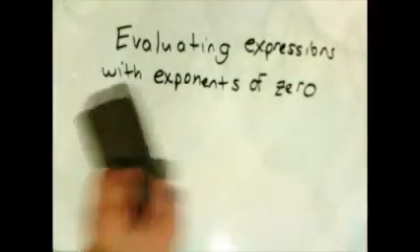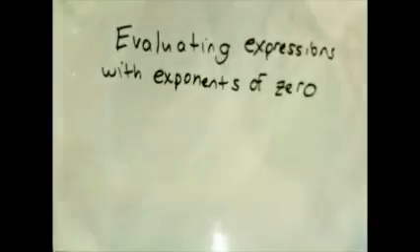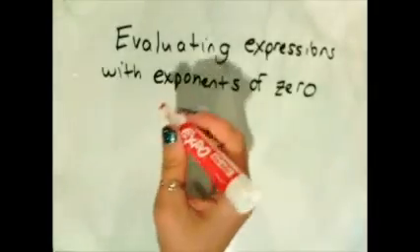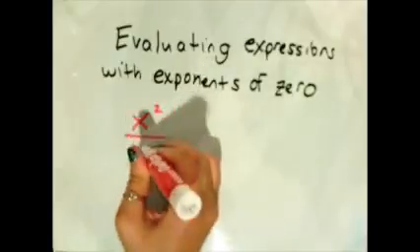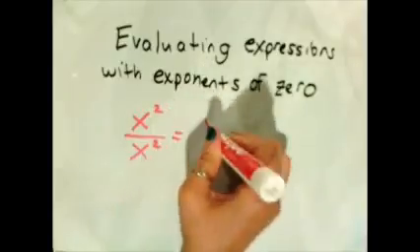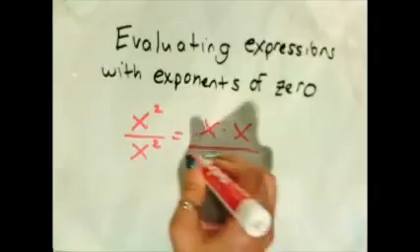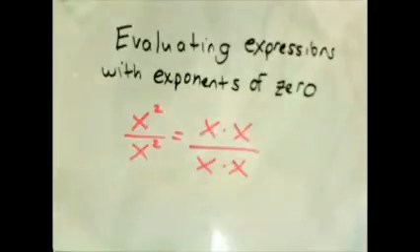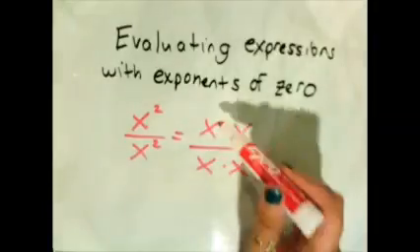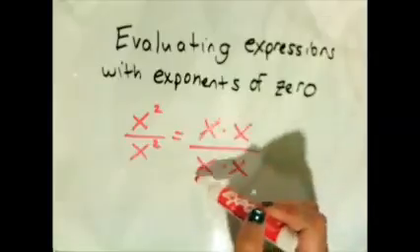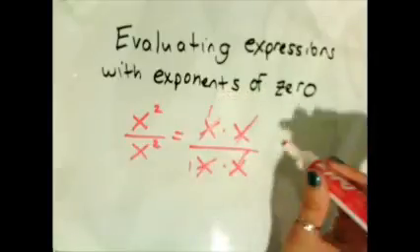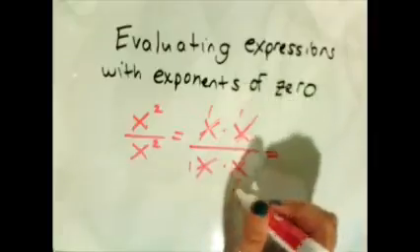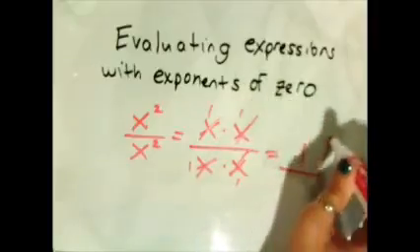Another way to look at this is if we think about our rule when we're dividing and we subtract exponents. So let's say we'll do it with x's. I have x squared divided by x squared. That means x times x over x times x, right? And so all of these cancel. What happens when I have something divided by itself? When I divide something by itself, I'm left with 1 over 1, right? It's not exactly nothing. So I have 1 over 1, which is 1.